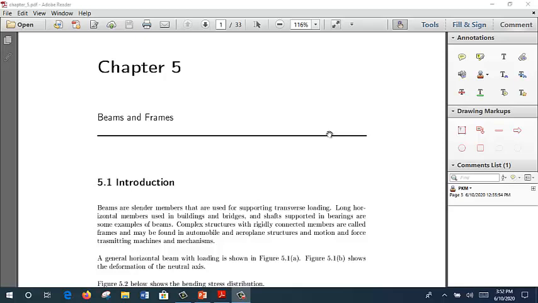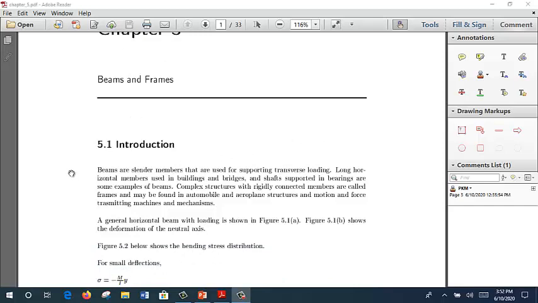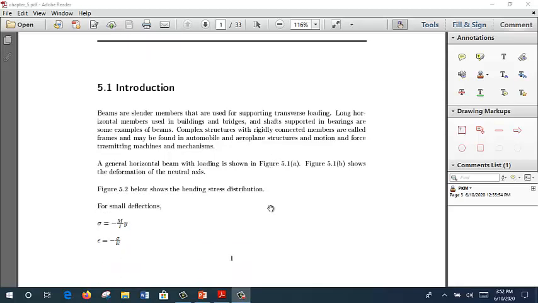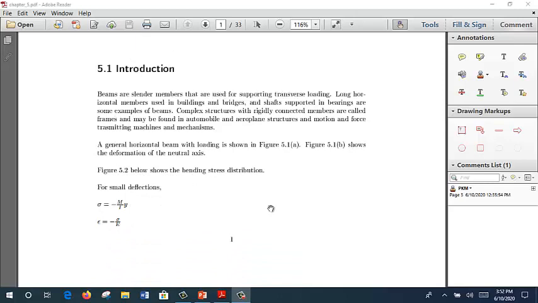Okay, what is a beam actually? A beam is a slender member that is used for supporting a transverse loading, whether vertical or axial. It is a long horizontal member used in buildings, bridges, shafts, and also in automobile and aeroplane structures.